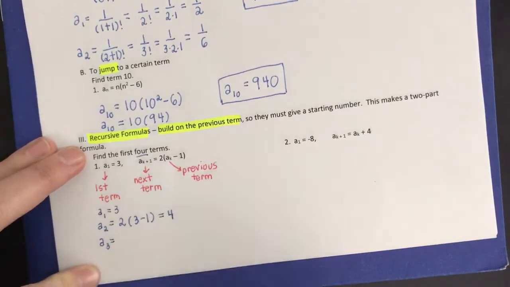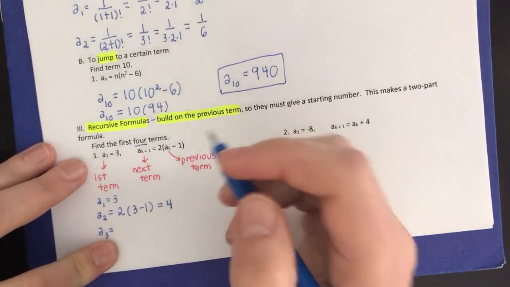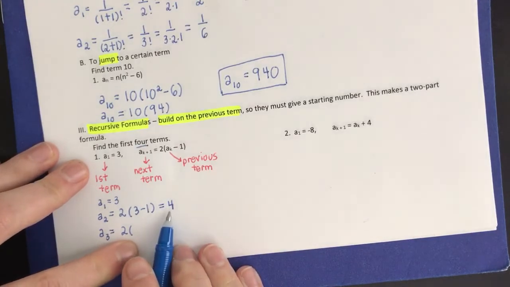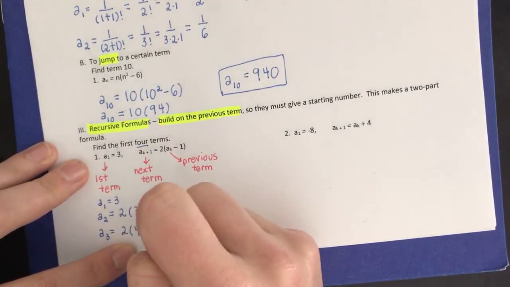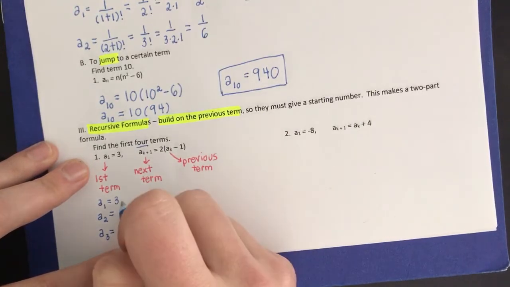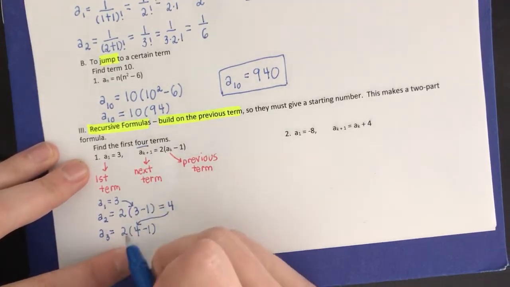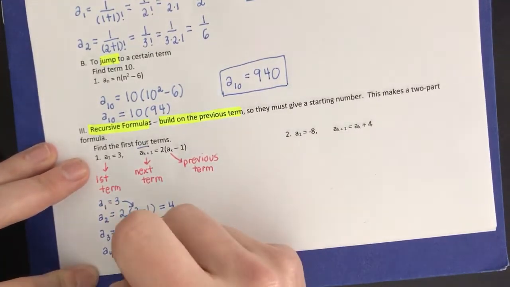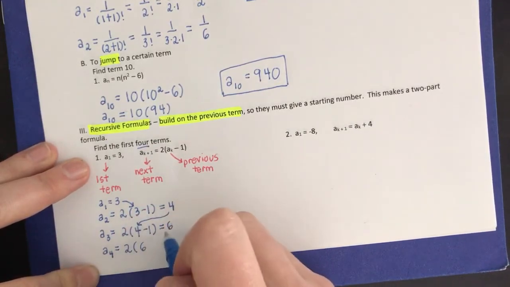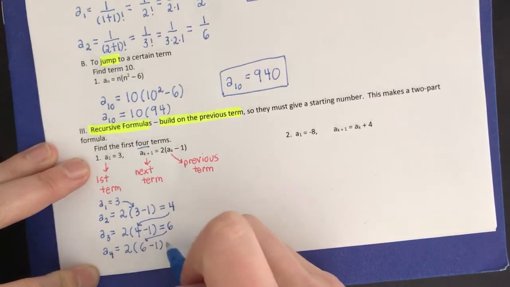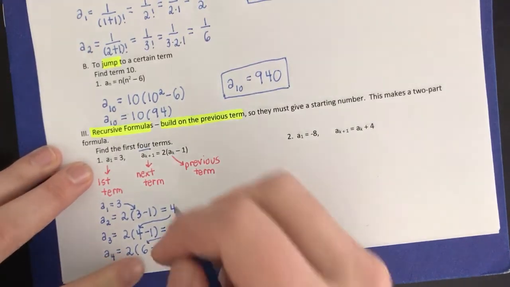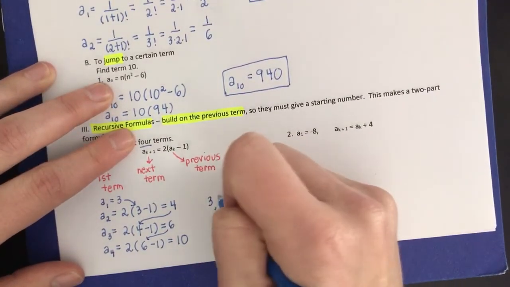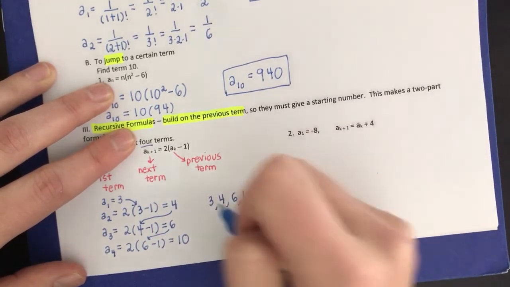So then a sub 3 is going to be 2 times the previous term, which is now 4, minus 1. Okay, that is the previous term where that was the previous term. Okay, so this is 2 times 3, which is 6. So then a sub 4 is equal to 2 times 6, because 6 is the previous term, minus 1. So this is going to be 2 times 5, which is 10. So our first 4 terms are 3, 4, 6, and 10.